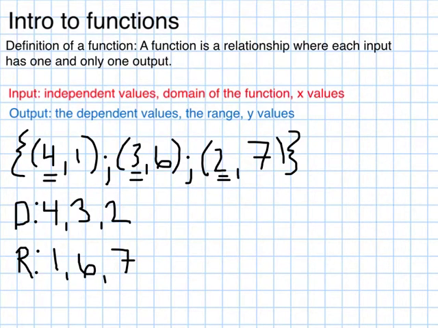Each x value has a unique y value, meaning that two different y values don't have the same x value, because x can have only one y value. So because the domain and the range are unique like that, we have a function.